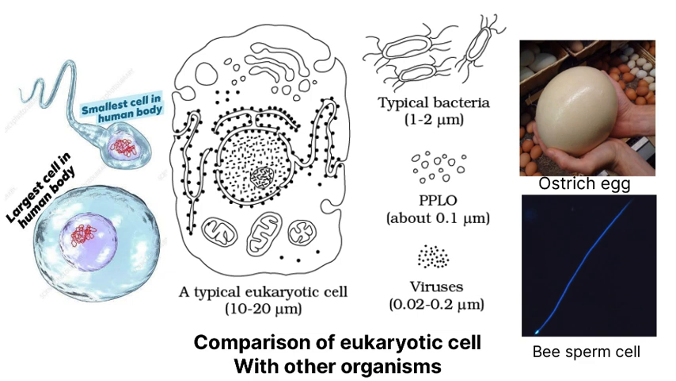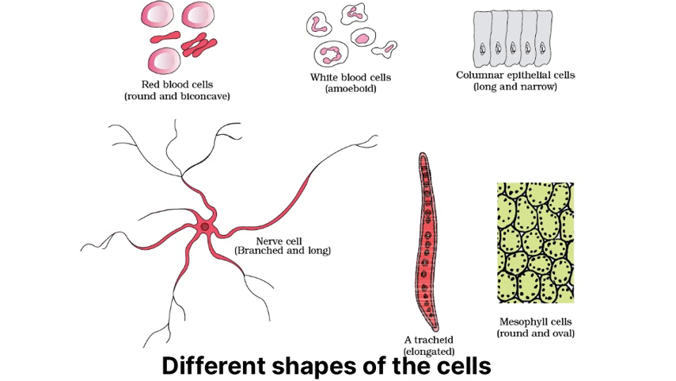But I would like to tell you, in general, sperm cells across all the animals like insects, mammals, humans are among all of them. The smallest animal cells are these sperm cells. Then let's move to the different shapes of the eukaryotic cells.